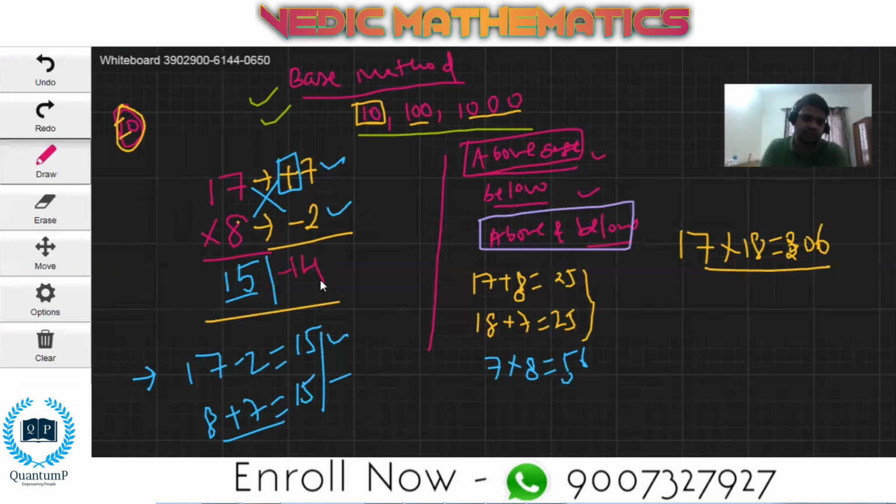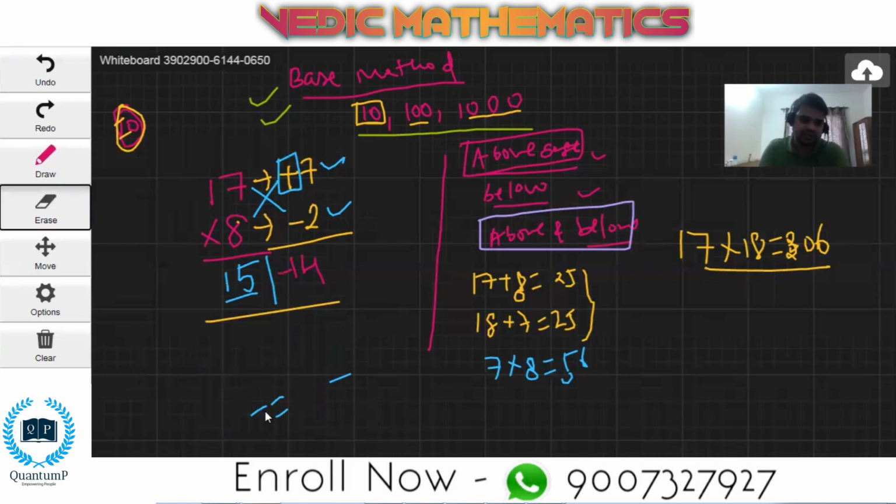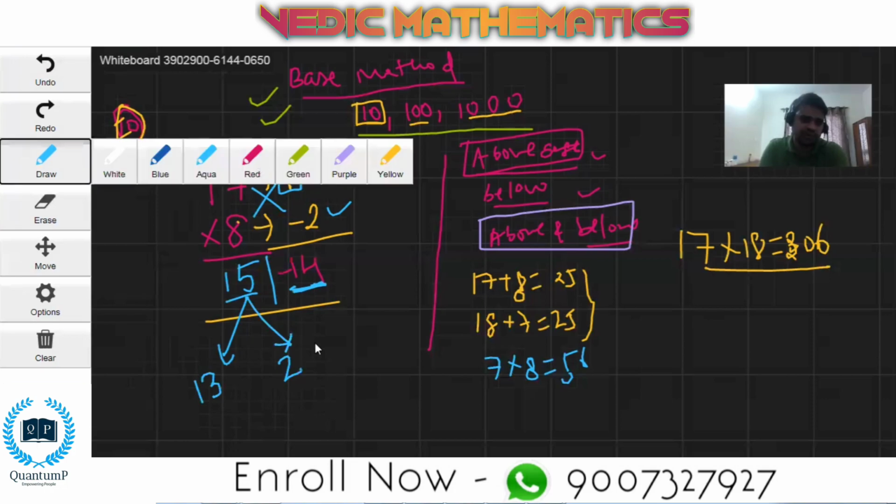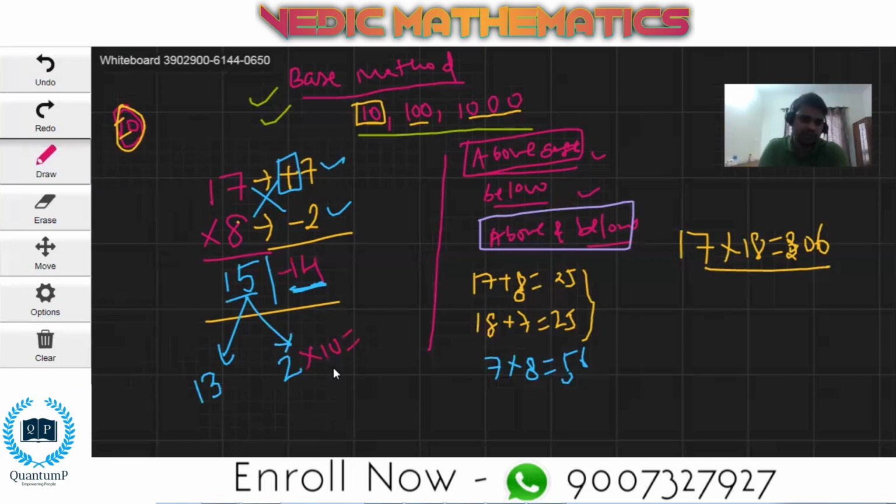Okay, let's see. After this there is a very important process. As you see, there is a negative number, right? Correct. So as there is a negative number, negative 14, always remember, this 15 will split into 13 and 2. This 2 will be multiplied with 10, because we are working on 10 base, right? So 2 into 10 is 20, and that 20 will be subtracted by 14. So 20 minus 14 is 6, right? Correct. So we have 13 on the left side and 6 on the right-hand side. So if we jot down both, we'll get 136 as our answer.